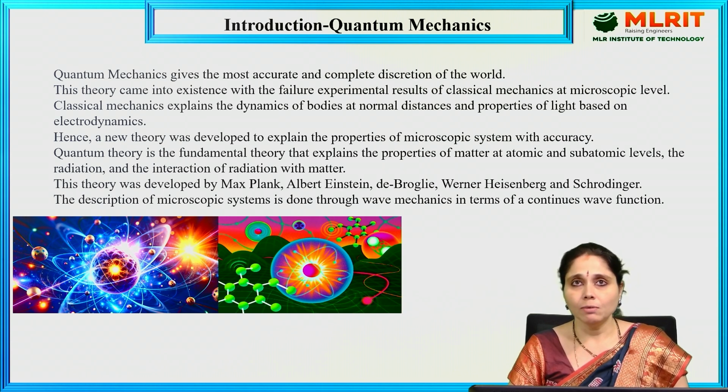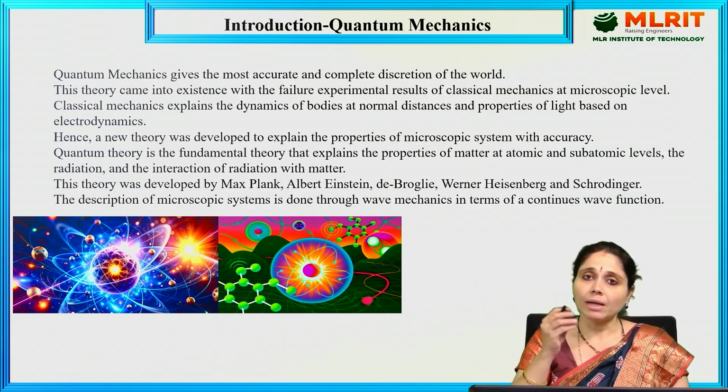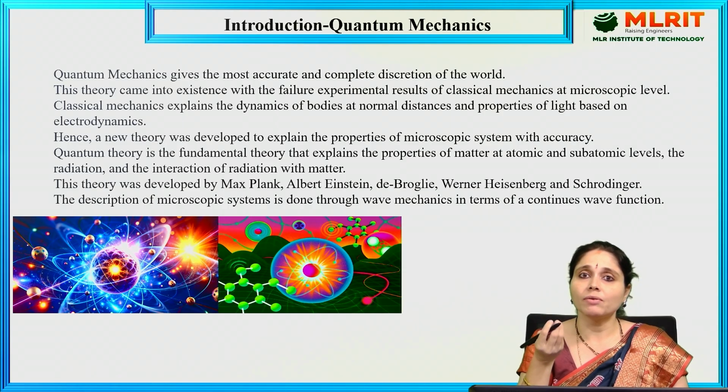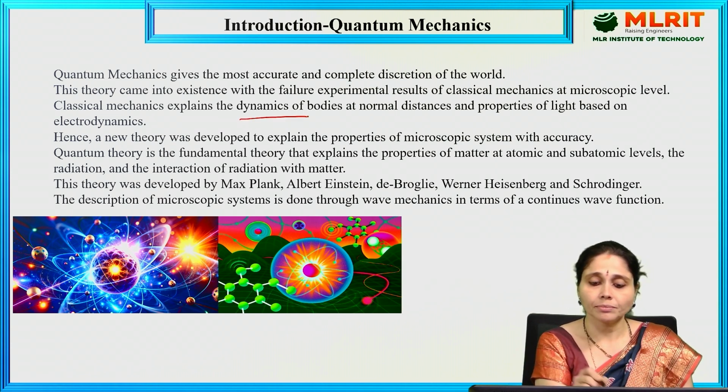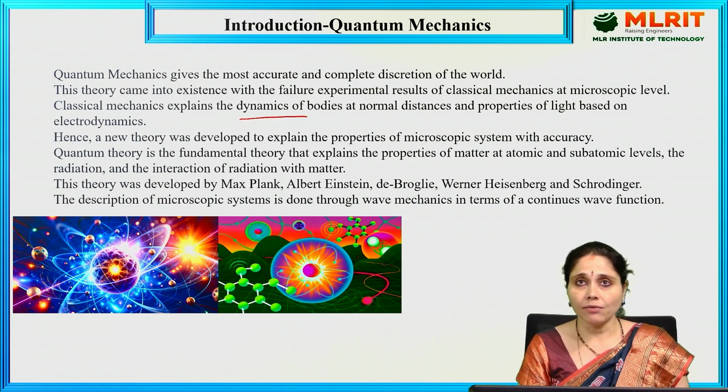Quantum mechanics gives the most accurate and complete description of the world. This theory came into existence with the failure of experimental results of classical mechanics at the microscopic level. Classical mechanics deals with the objects that we can see, whereas quantum mechanics deals with the objects that are not visible to the naked eye. Classical mechanics explains the dynamics of bodies at normal distances and the properties of light based on electrodynamics. Hence, a new theory was developed to explain the properties of microscopic systems with accuracy.